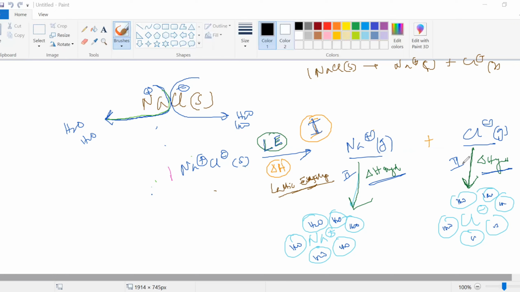What is the second step? Kavya, did you get this? What is the second step? Did you understand what the second step is? Water quickly surrounds the ions so that they cannot recombine.